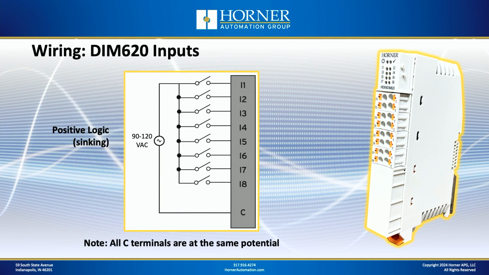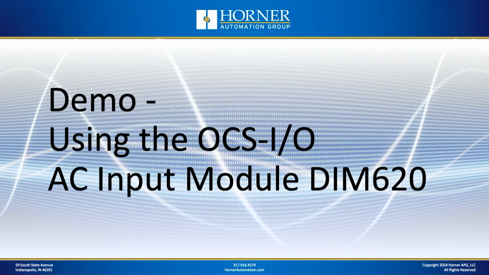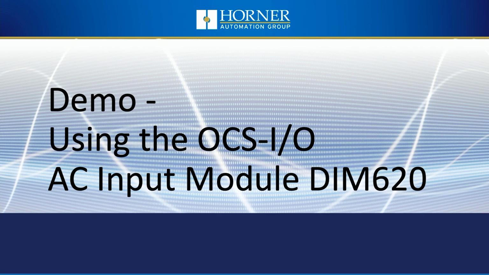And again, the wiring was quite simple. On the L1 side of things, you run that through the switch and then into the input. And on the L2 side of things, you run that into the common terminal. Now, all common terminals are on the same potential. So if you have multiple phases involved in your application, you'll have to have 1 module per phase because of that. Okay, now it's time to demonstrate AC signals with OCS-I.